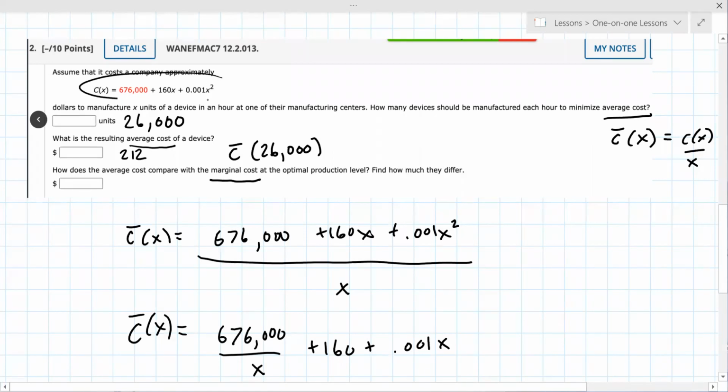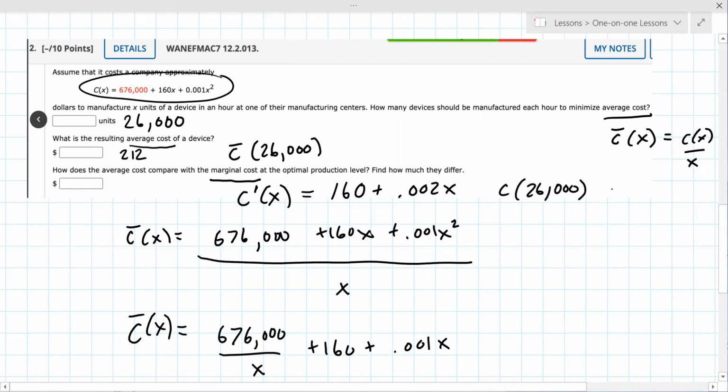Marginal cost, you go back to C of x, and you just find C prime of x. So you don't do that whole dividing by x thing. You just take the derivative of the original function. The derivative of the original function is 160 plus 0.002x, and then you substitute in the 26,000. So C prime of 26,000 is 160 plus 0.002 times 26,000. Okay. That is also 212. So the difference is 0, and might always be 0.